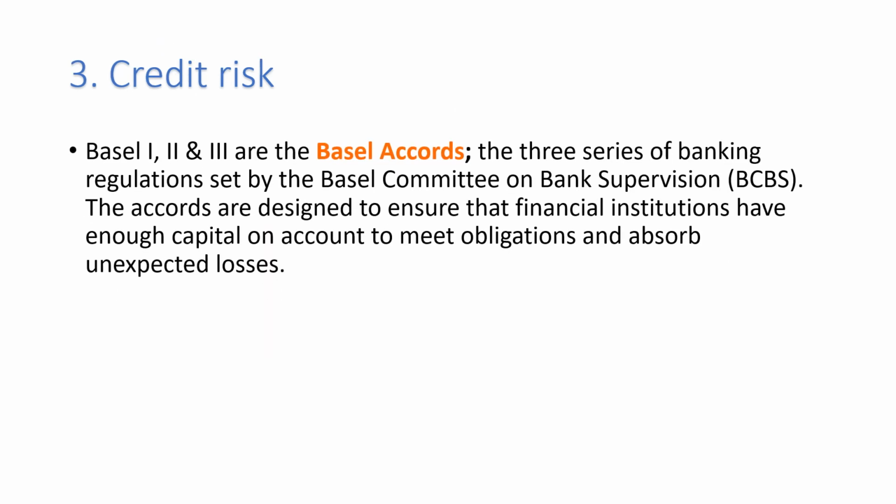Basel I, II and III are the Basel Accords. They are three series of banking regulations set by the Basel Committee on Banking Supervision, BCBS. The accords are designed to ensure that financial institutions have enough capital on account to meet obligations and absorb unexpected losses.